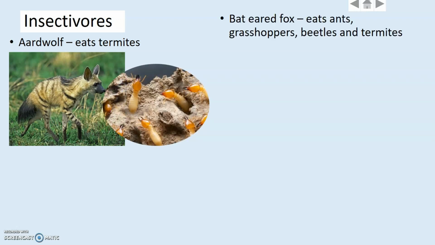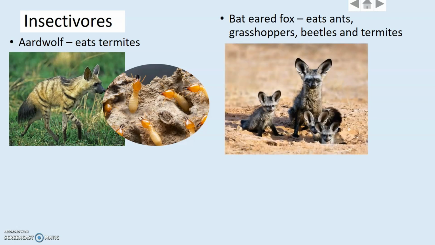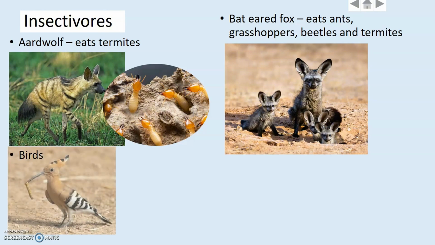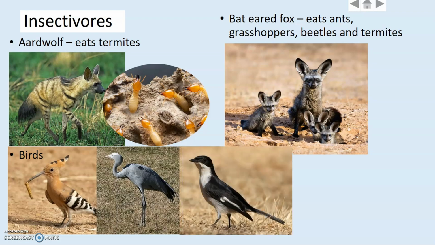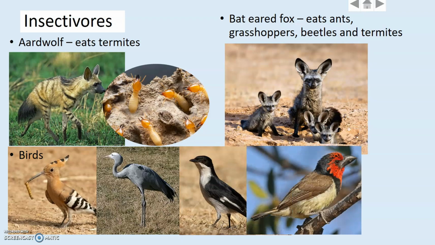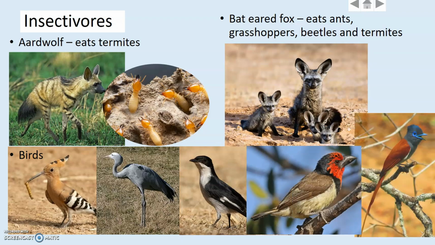The bat-eared fox eats all sorts of insects. And birds, like the hoopoe, our national bird, the blue crane, the fly-eat catcher, the rooikop houtkapper, and the paradise flycatcher.